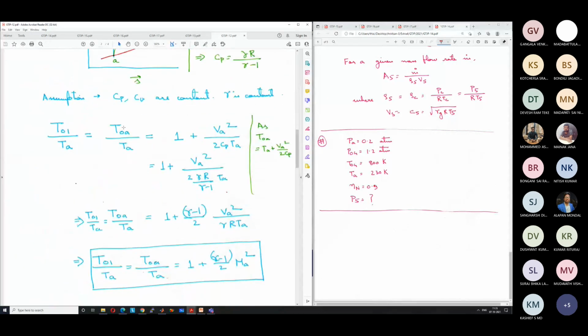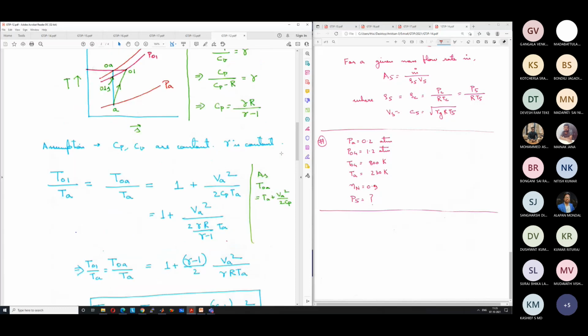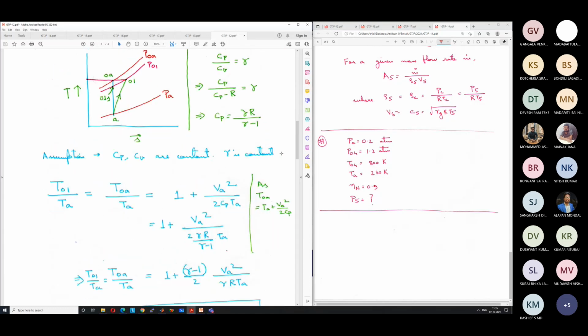So stagnation to static temperature is related like this, right? T0A is equal to TA plus VA square by 2Cp by definition. By definition, H0A is equal to HA plus V square by 2. Stagnation enthalpy is equal to static enthalpy plus kinetic energy. So stagnation temperature is equal to static temperature plus VA square by 2Cp. So from this we derived, if you remember, that T0A by TA is equal to 1 plus VA square by 2Cp TA. And the Cp we had replaced by gamma R by gamma minus 1.